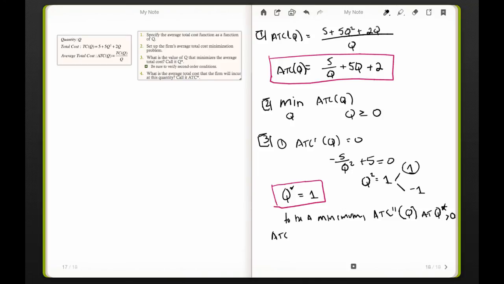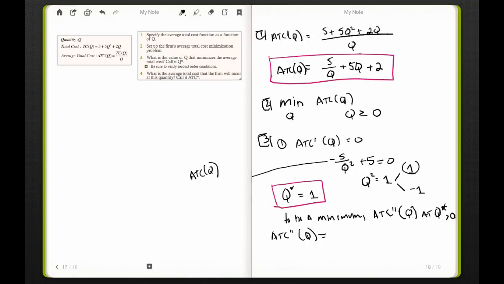So the second derivative of average total cost is just the derivative of average total cost, that's this guy. Here's a little hint: I don't really like working with the quotient rule. So one way that you can rewrite this is ATC prime is equal to -5q to the -2 plus 5. That's saying the same exact thing. So now I can use the product rule.